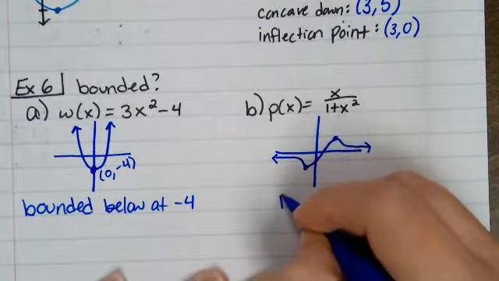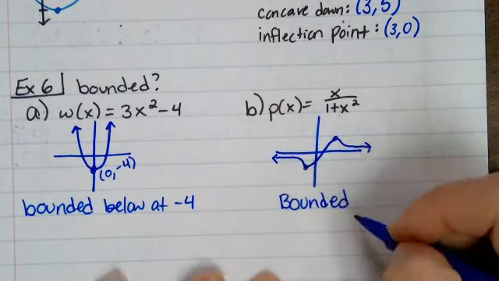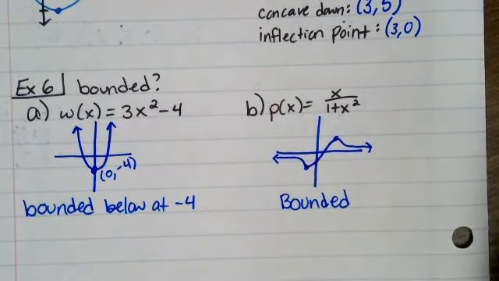So this is also considered bounded. It's not just considered bounded above or below. It's considered bounded because it is bounded both above and below. I'm not going to ask a ton about boundedness, but you do want to try to understand that concept of what that means. It is not going to go above or below this point.